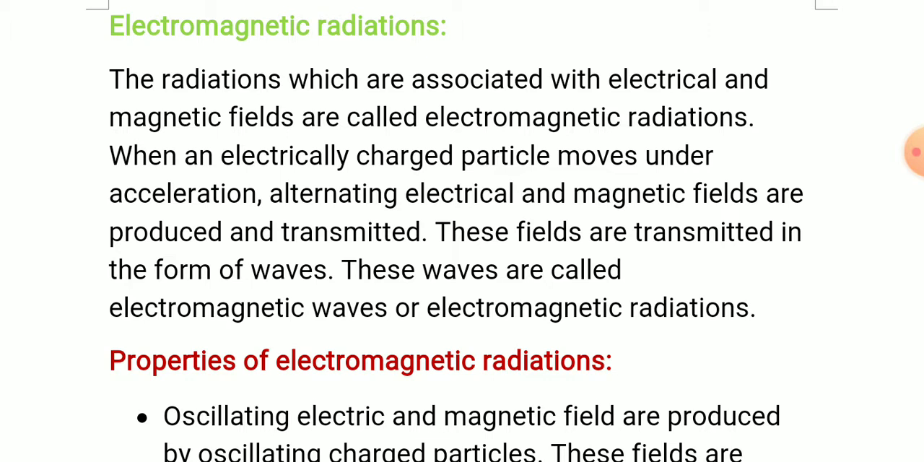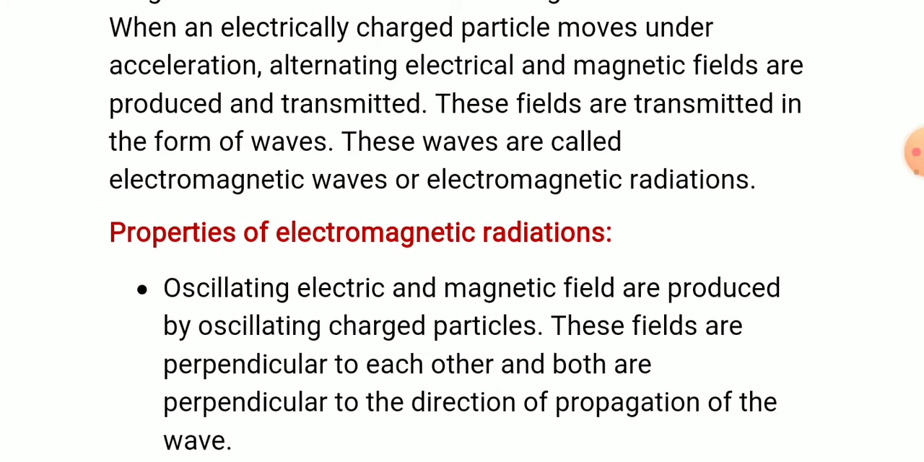That is, electromagnetic radiation consists of two components. One is electric field, another is magnetic field. Now when an electrically charged particle moves under acceleration, alternating electric and magnetic fields are produced and they are transmitted. These fields are transmitted in the form of waves, and these waves are called electromagnetic waves or electromagnetic radiations.